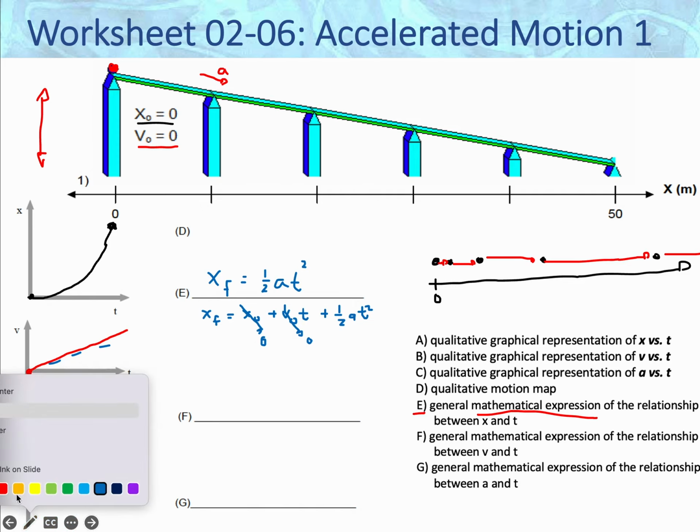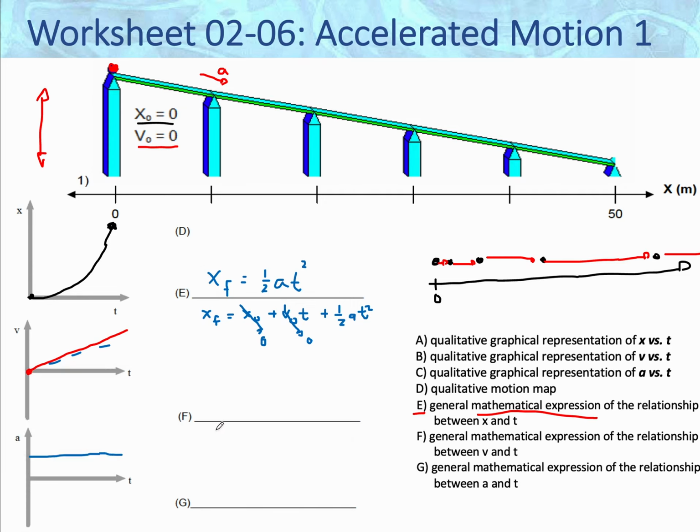What about the velocity equation? Our general equation for velocity, if you remember, is final velocity is equal to initial velocity plus a times t. And again, in this case, the initial velocity is 0. I'll draw an arrow here. So what's our equation for this one? The final velocity at any given time on this one is just equal to a times t. And it gives us this line right here.